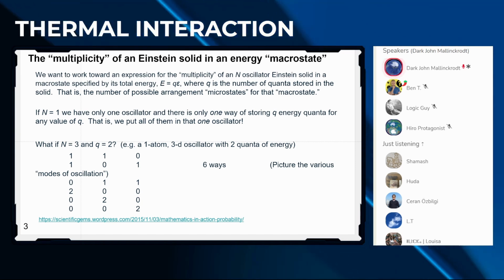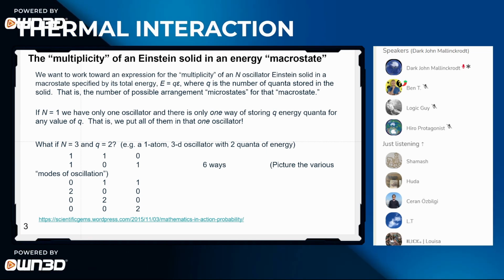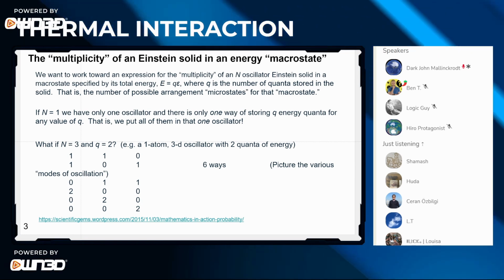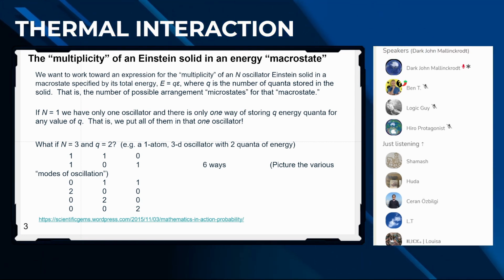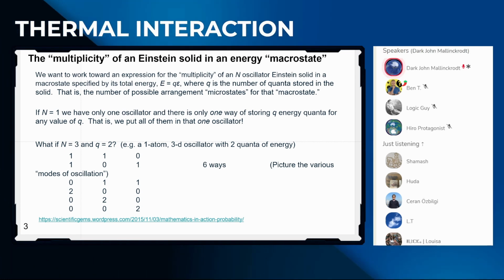It's pretty easy to just enumerate them. There's 6 ways of doing it. I can put 1 unit in the first oscillator, 1 unit in the second, and none in the third. And then there's a couple of other ways that I can do things like that, just by choosing which oscillator not to put a unit of energy in. And then, of course, there's 3 ways in which I can put both units in one oscillator. And then it's just a matter of picking which oscillator to put those 2 units in. So there's 6 ways of storing 2 units of energy in a 3 oscillator system. Any questions on that?